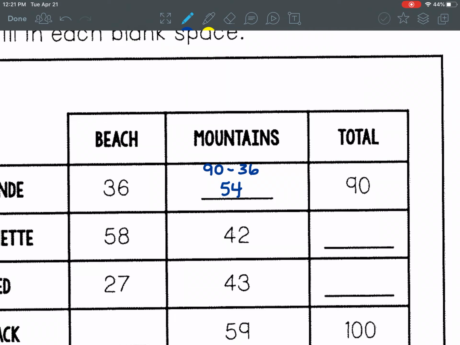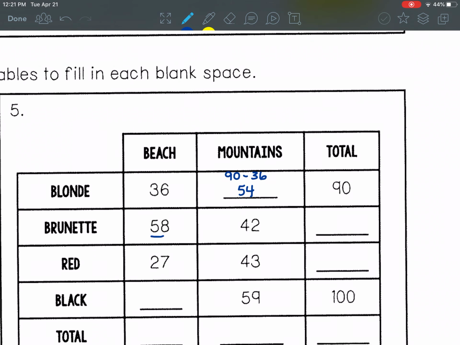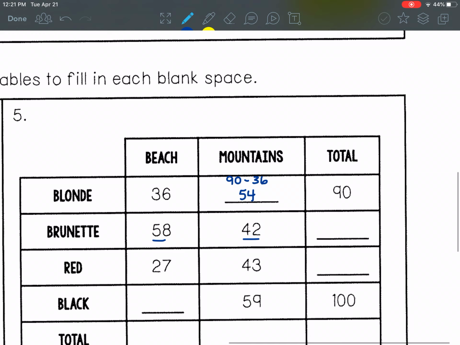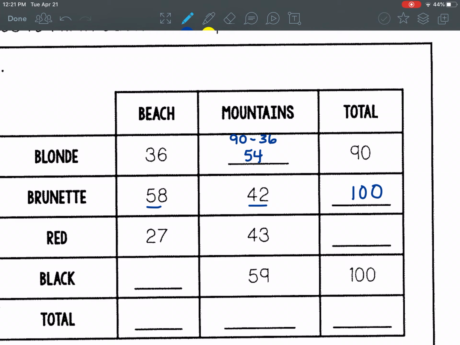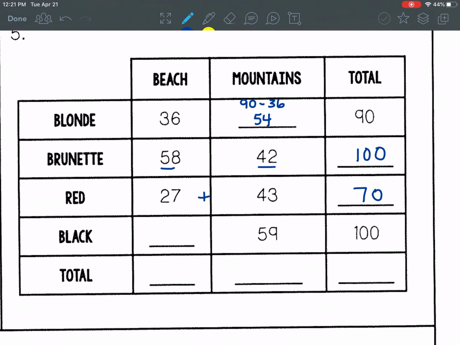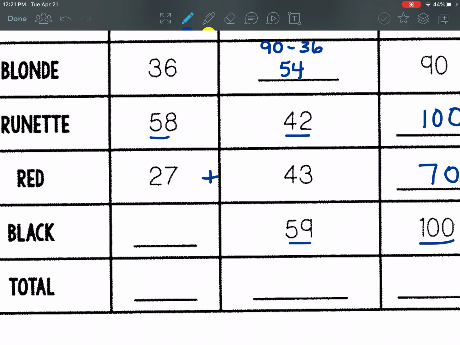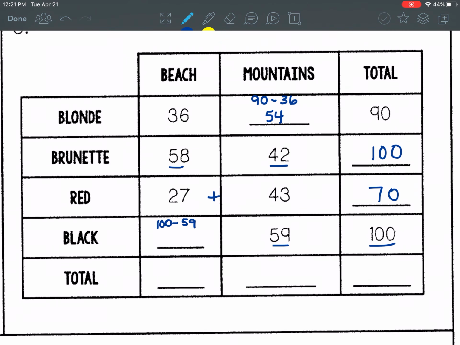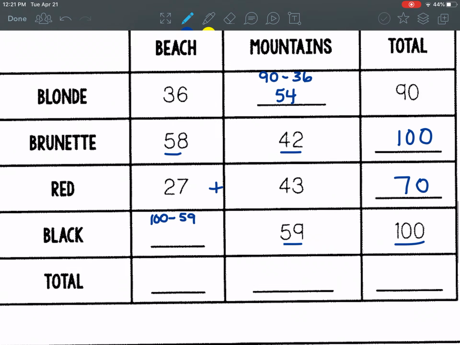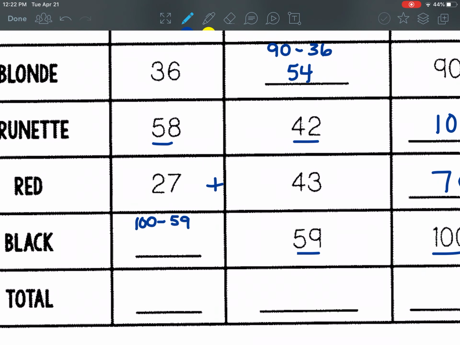Yes. Okay. We can add the brunettes because we have both of those values. So 58 plus 42 is 100. We can also add the redheads. 27 plus 43, so we get 70. Black hair, we know the total is 100. We know 59 like mountains, so to find the beach, we'll take the total minus the mountain people. So let's see, we get 31? 41, sorry. There we go.